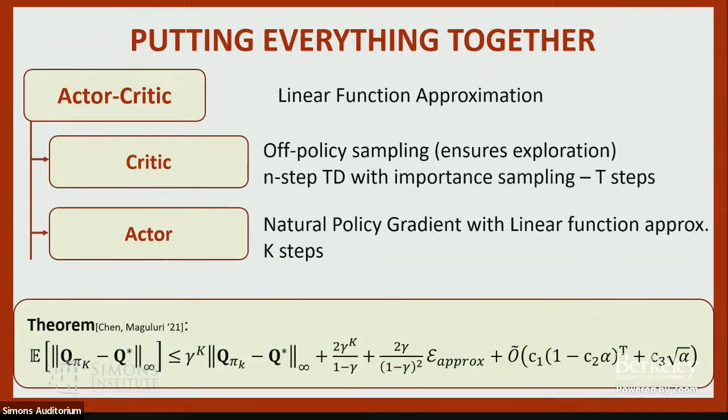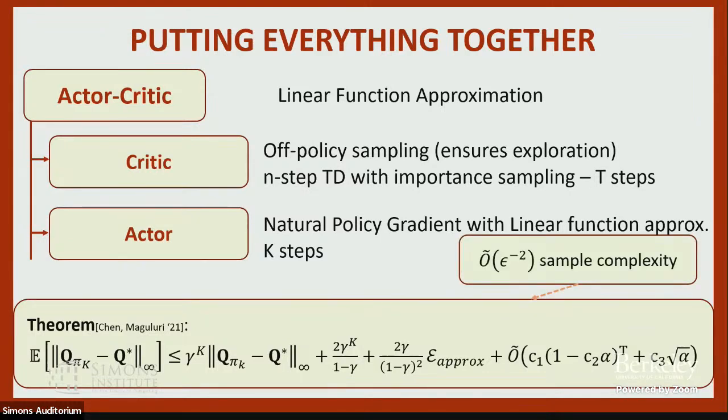Then the theorem essentially puts everything together. The first two terms come from natural policy gradient in the tabular setting. This was the function approximation, and this is the critic error. And everything together gives an overall sample complexity of epsilon to the power minus 2, which turns out to be the optimal rate. And I'll stop here. Thanks.